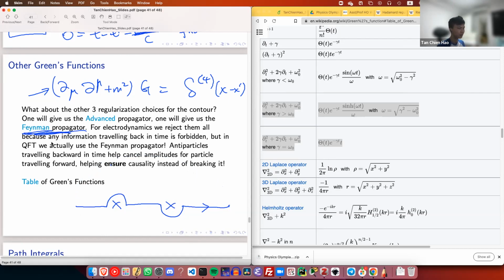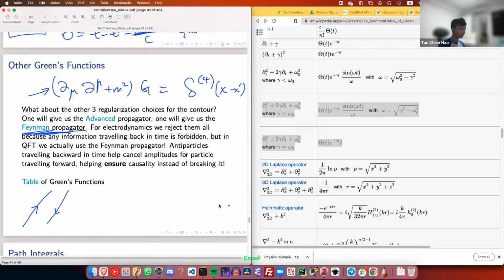However, when we actually do QFT, we use the Feynman propagator because one interpretation is that particles traveling forward in time can be seen as antiparticles traveling backward in time. Mathematically, it is equivalent. In classical electrodynamics we only accept the retarded propagator because it ensures causality.